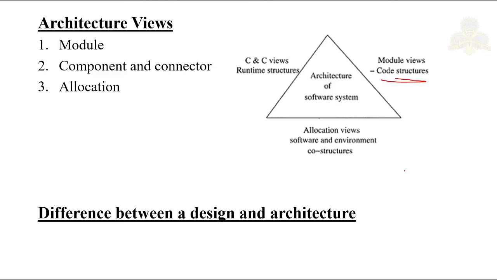Next, we have C and C views. C and C is nothing but component and connector. In a C and C view, the system is viewed as a collection of runtime entities.